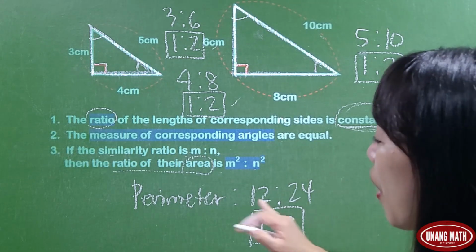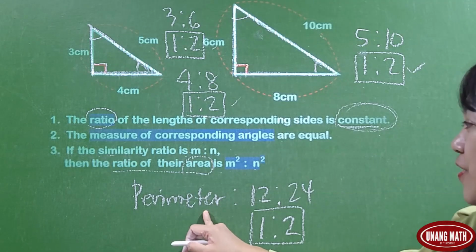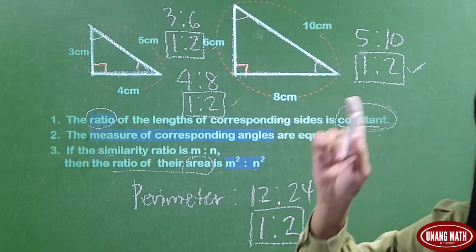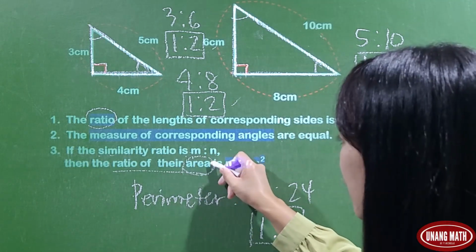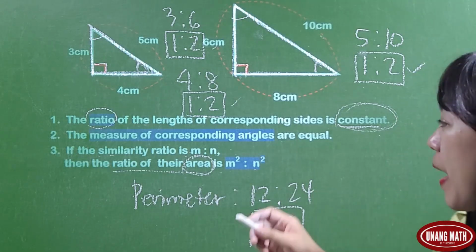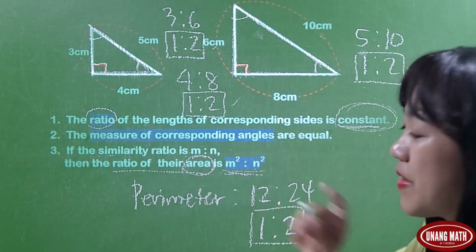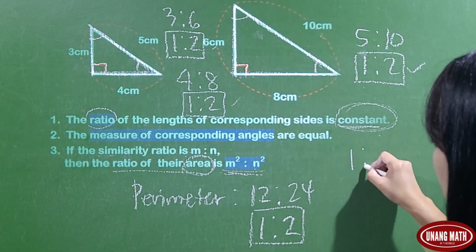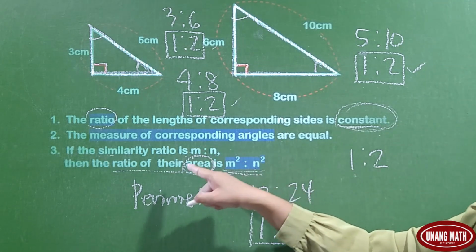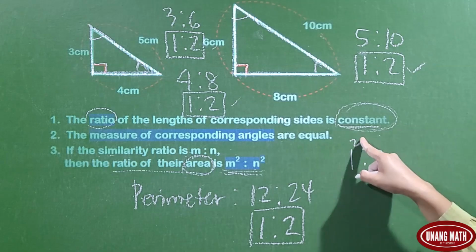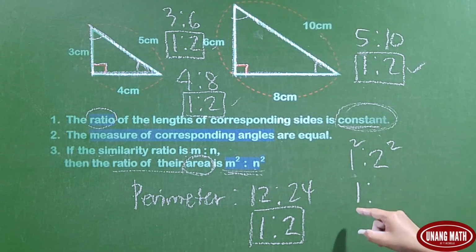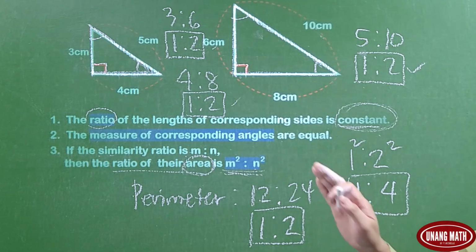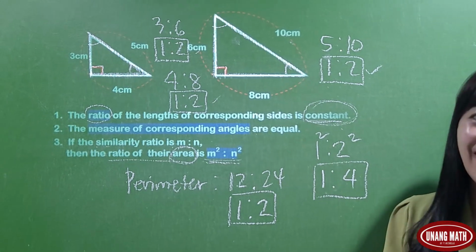So the ratio of the perimeters of similar figures is the same as the ratio of the length of corresponding sides. But when it comes to the ratio of their areas, we have to square the given similarity ratio. In here, we got 1 is to 2 as the similarity ratio. So to get the ratio of their areas, we just have to square. So 1 squared is to 2 squared, and this is now equal to 1 is to 4. So this is the ratio of their areas.